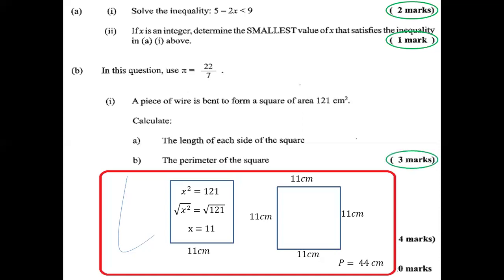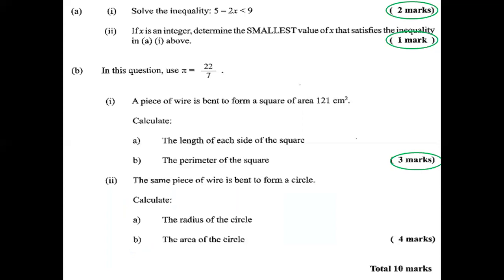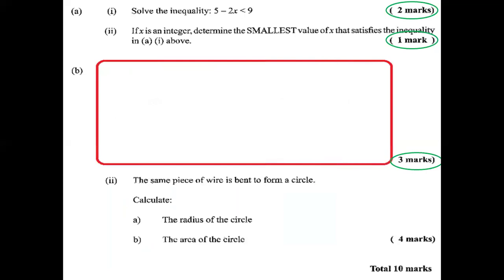3 marks for those two parts there. Finally, the same piece of wire is bent to form a circle. Now from our perimeter for the square there, we know that the length of this piece of wire is now 44 centimeters because it was the same wire that's used. And it's now used to form a circle, right?